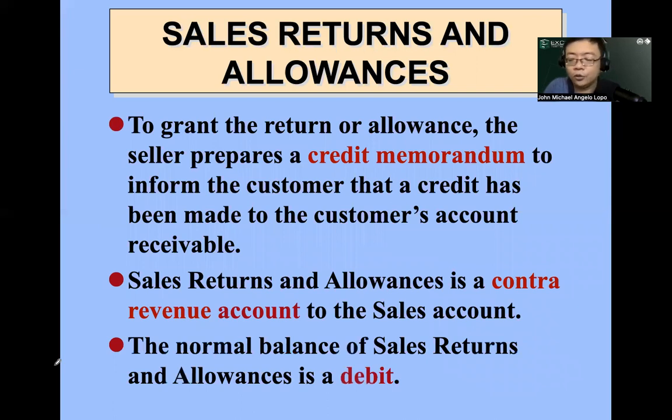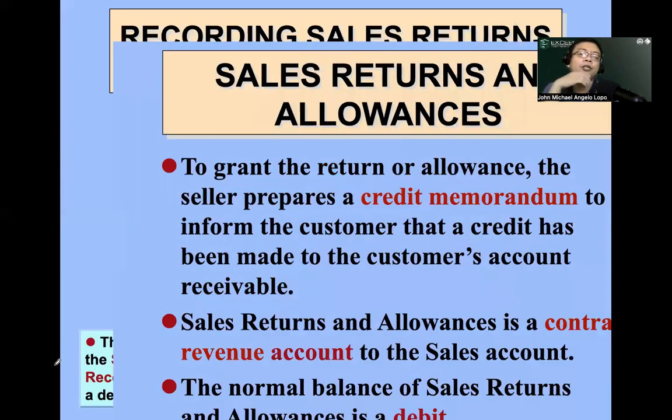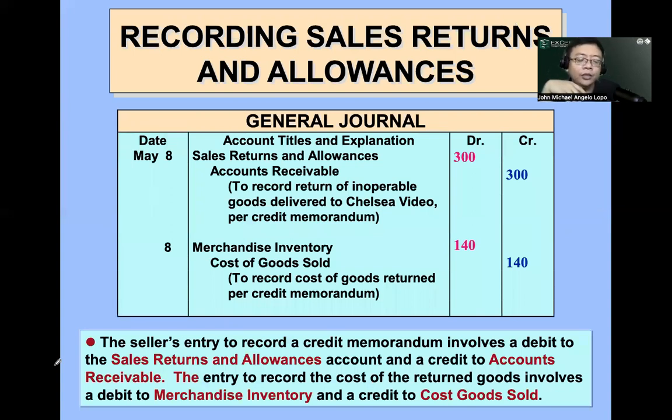So what is the normal balance of sales returns and allowances? The normal balance here is debit. Remember that: debit balance. Here are our recording entries. To record the return of inoperable goods, you debit sales returns and allowances. Sorry, I made a mistake, this is not purchases. So this is SRA, to record the inoperable goods. And also, you return your inventory and adjust cost of goods sold.